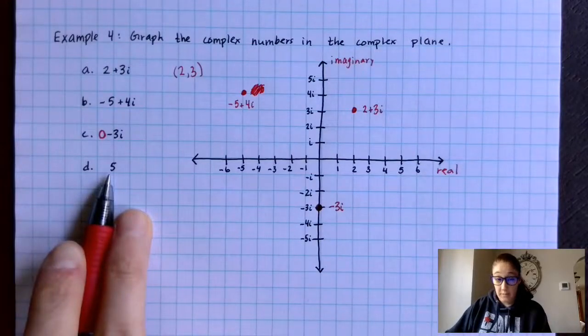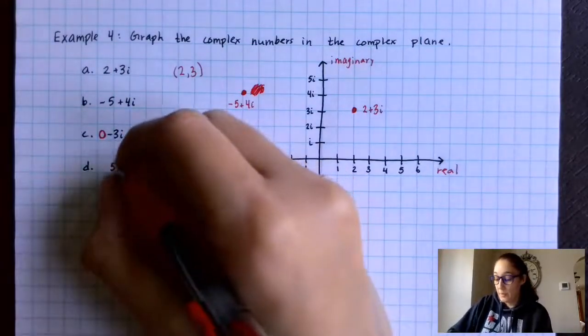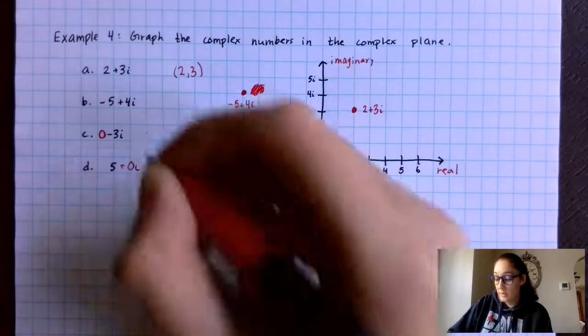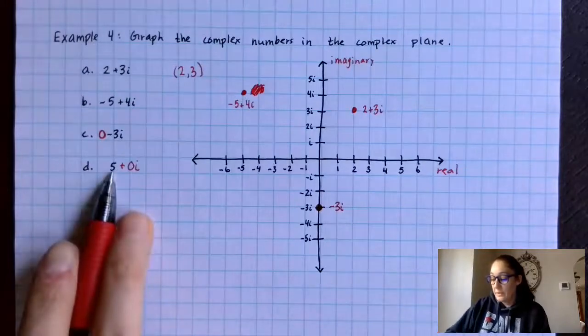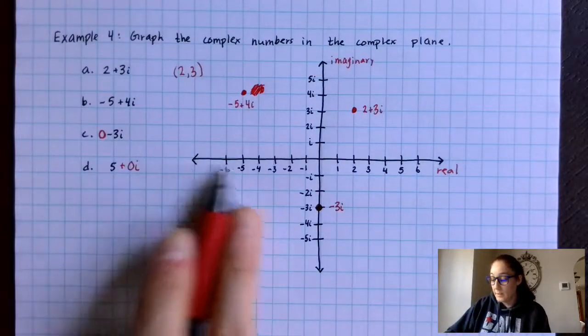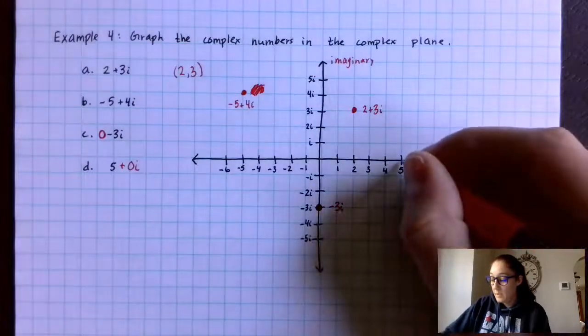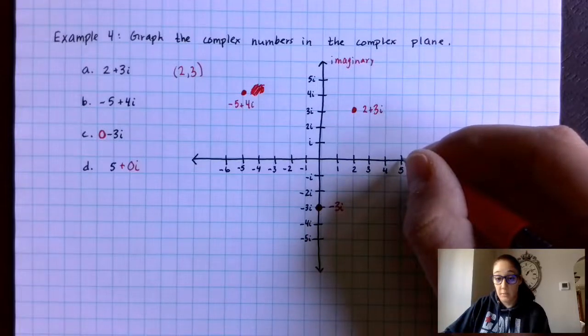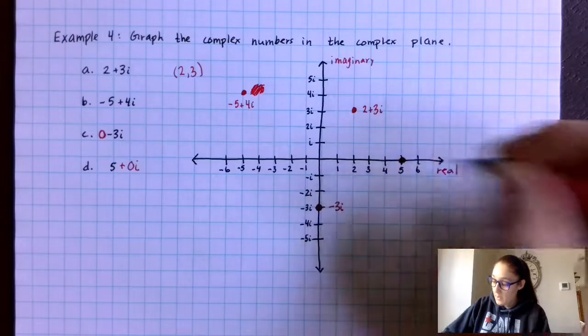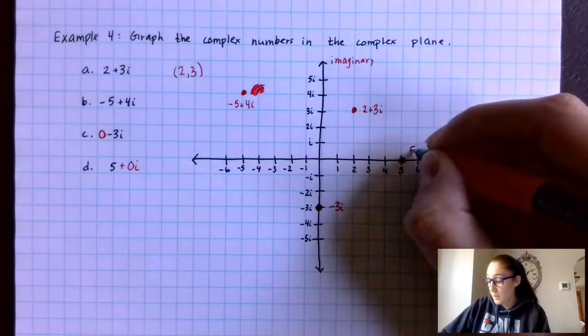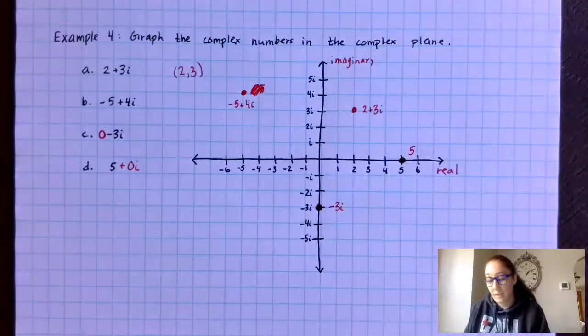Same goes for this. It's missing the imaginary part, so it must be 0i. So what I'm going to do is on the real, on the x-axis, I'm going to go to positive 5. But then on the imaginary axis, I'm going to go to 0i, which means I'm moving 0 units. So I'm on 5. So this would be labeled as 5. And that's all there is to it.